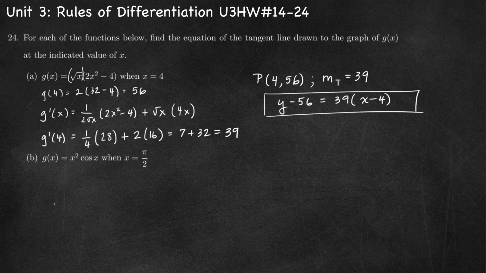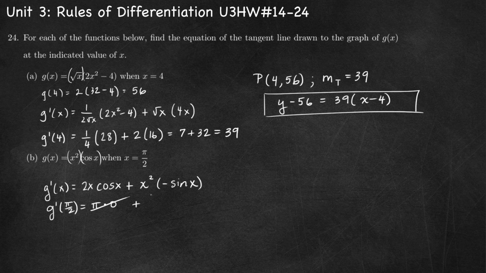And part B, g of x equals x squared cosine x. So again, we need product rule here to find that derivative. G prime of x equals derivative of the first times the second plus the first times the derivative of the second. G prime of pi over 2 will be 2 times pi over 2, or just pi, times the cosine of pi over 2. The cosine of pi over 2 is 0, so that's going to drop out, plus pi over 2 squared, it's pi squared over 4, times negative sine of pi over 2. So that's going to become a -1. So we just get negative pi squared over 4. That's the slope of the tangent line.